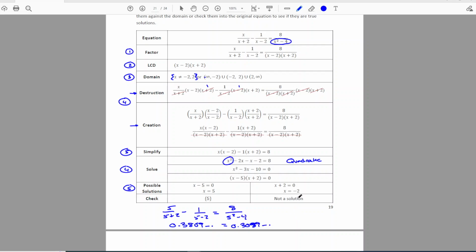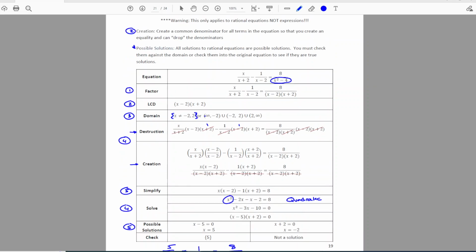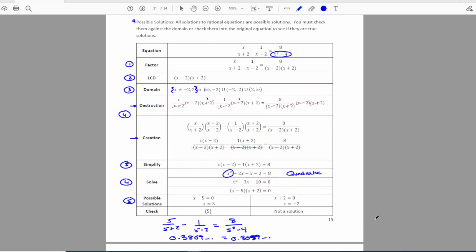If I go to plug in negative 2, there's two things that would stop me from doing that. Number one is that I knew that in my domain I said that x couldn't equal negative 2 or 2, so I could just stop right there. Or when I go to plug it in, I get negative 2 over negative 2 plus 2 minus 1 over negative 2 minus 2 equal to 8 over negative 2 squared minus 4. And here there's two places that make my fraction undefined.